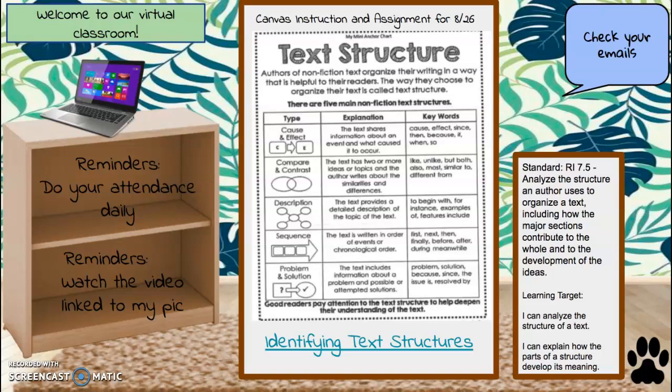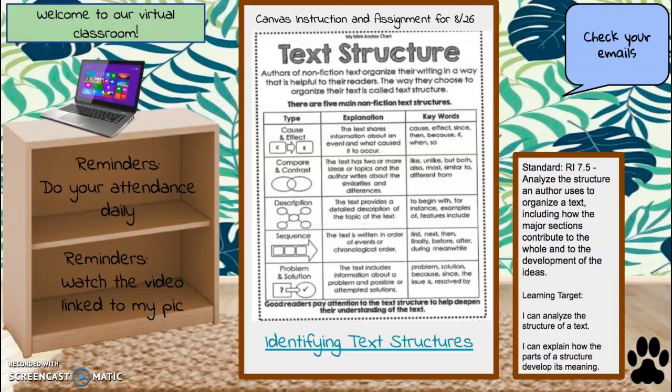Now, today we're going to be working with standard Reading for Informational Text 7.5. In this standard, you analyze the structure an author uses to organize a text, including how the major sections contribute to the whole and to the development of the ideas. Your learning targets: I can analyze the structure of a text. I can explain how the parts of a structure develop its meaning.